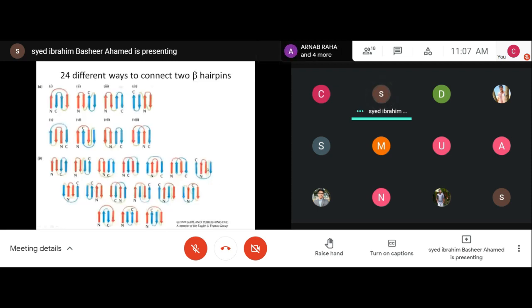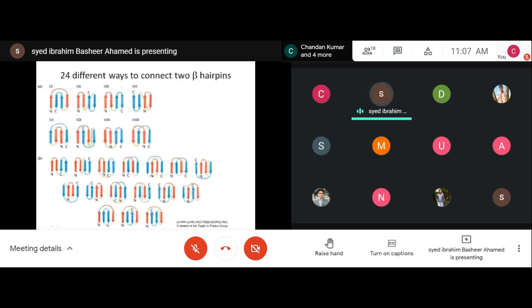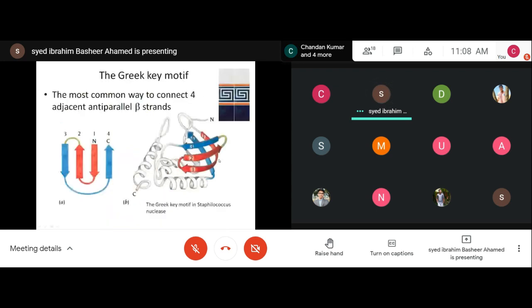This anti-parallel beta strand arrangement, you can find in crystallographic structures in n number of ways. The possible arrangement is 24 different types of anti-parallel beta strand arrangement, which is highlighted here. But so far in the crystal structures, we have found only 8 types of arrangement. So this is the Greek key motif. It's a famous one, found in most of the proteins.